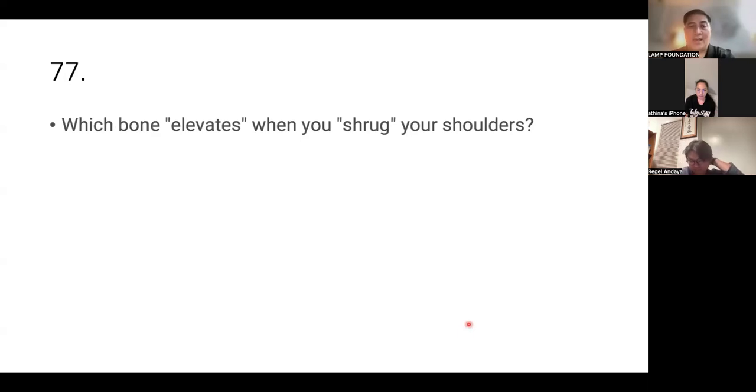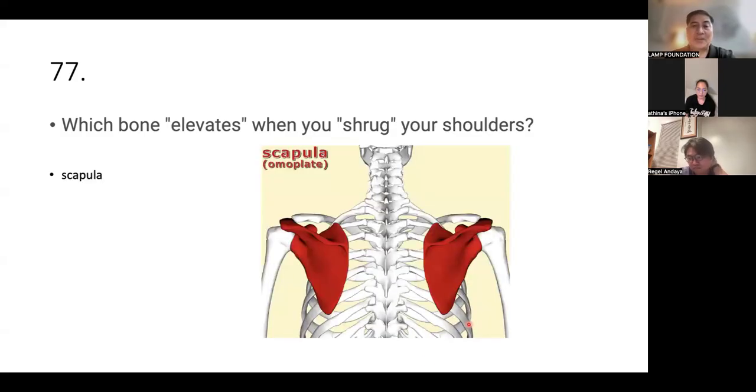Next, which bone elevates every time you shrug your shoulders? It's the scapula. This is called the shoulder blade. This is very important, especially when you locate points. A very important point is called bladder 17. This is located here. So you need to be able to use this as the landmark. And from the midline, you have to measure 1.5 cun. Soon we will discuss that when we meet at the practicum.